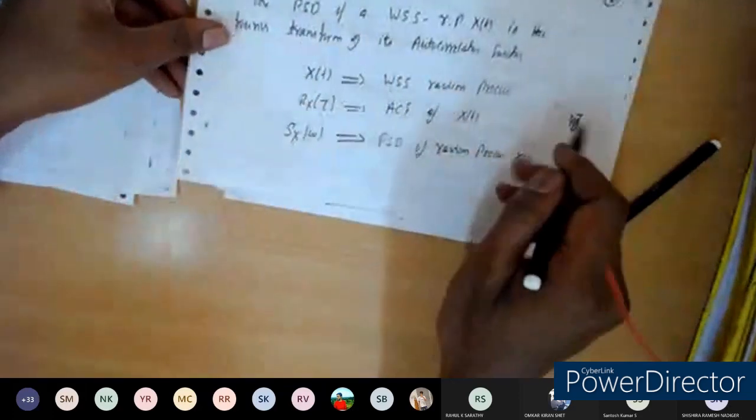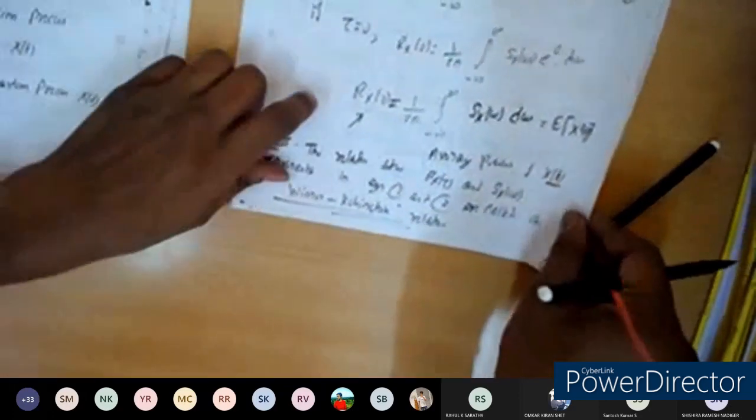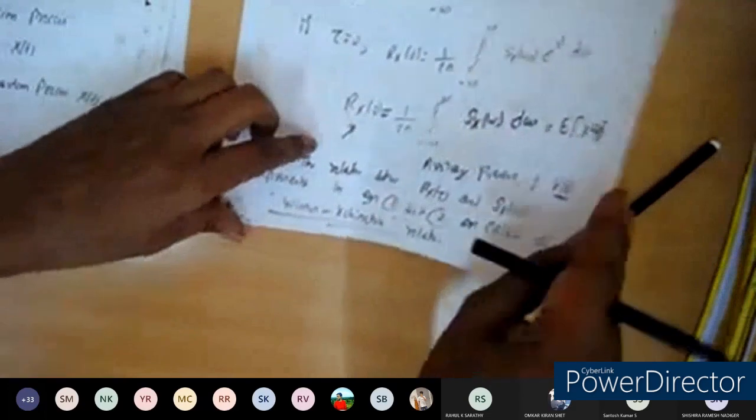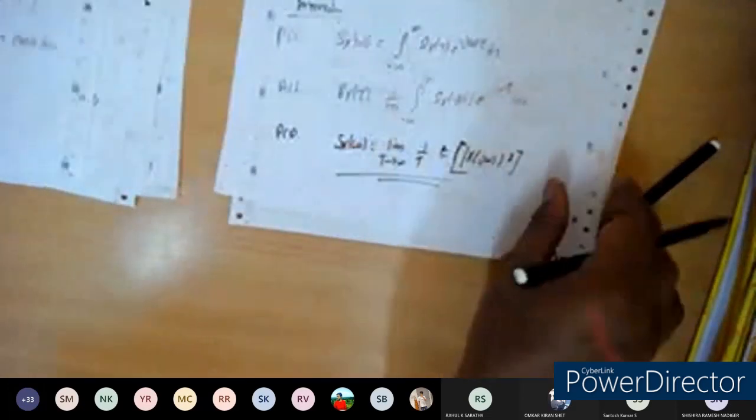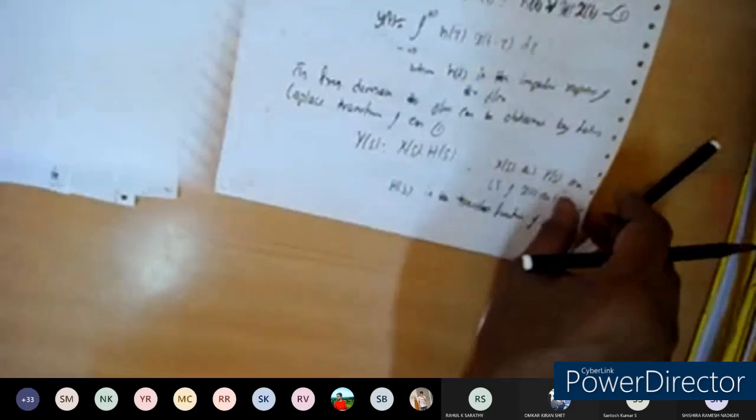Afterwards, we saw the power spectral density, which is the Fourier transform of the autocorrelation function, and we saw some properties of it and one problem on it. I will take one more problem. Afterwards we saw the concept of linear systems and different kinds of noise, white noise and thermal noise. So this is about module 3.